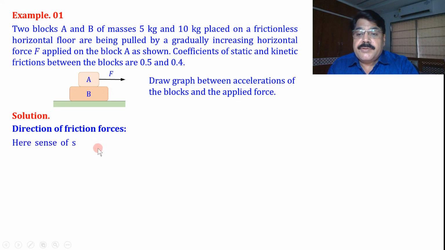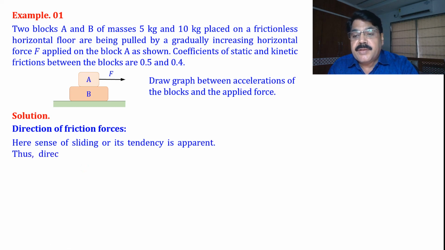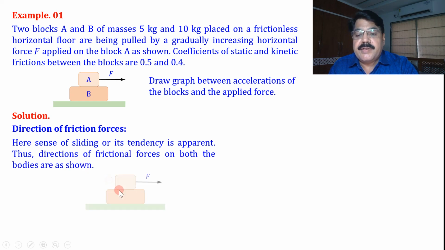Here, the sense of sliding or its tendency is apparent. Thus, the directions of frictional forces on both the bodies are shown this way. So here is the situation. Now we apply force. So friction will be backward on A and forward on B.